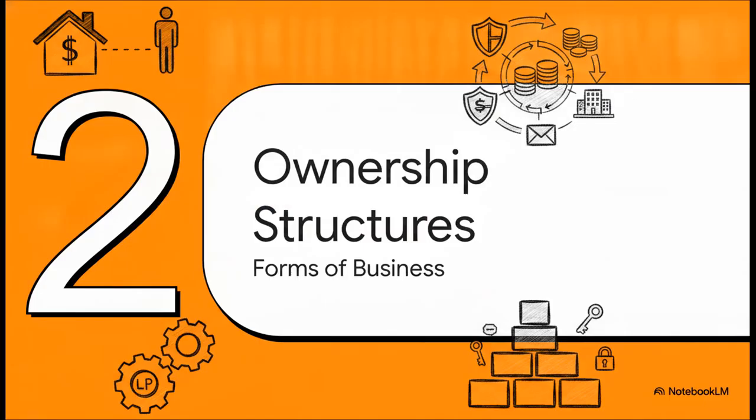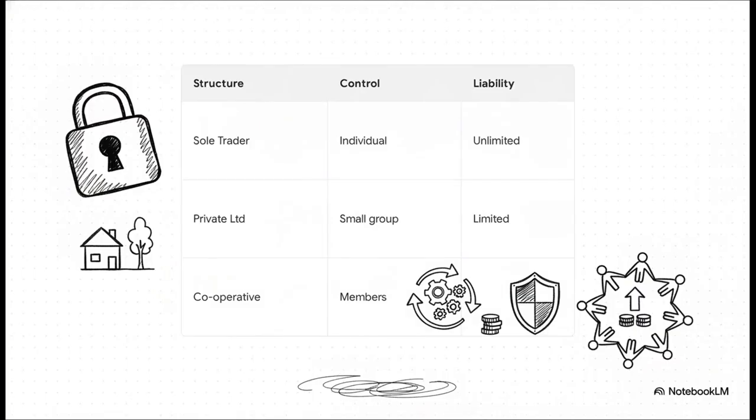Moving right along to Section 2, exploring ownership structures. Let's see exactly how that legal foundation we just talked about dictates the actual, real-world forms a business can take. When we compare these forms across control, objectives, and the distribution of profits, which, by the way, is a key requirement of your AQA specification, some distinct differences really emerge.